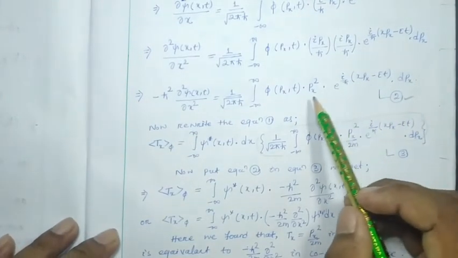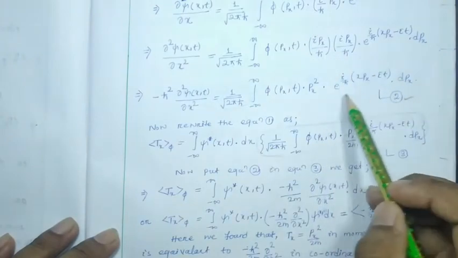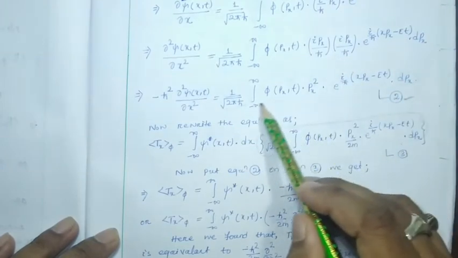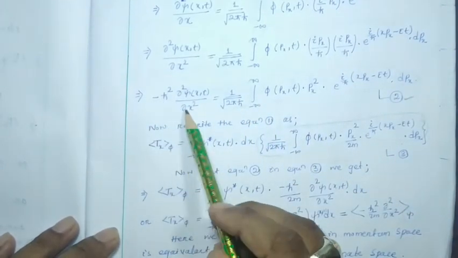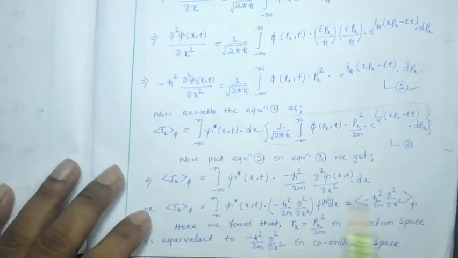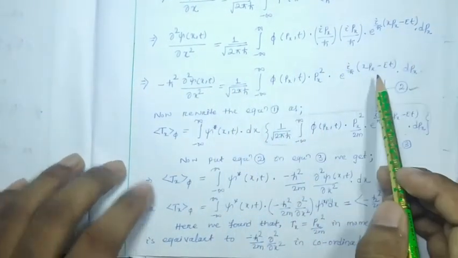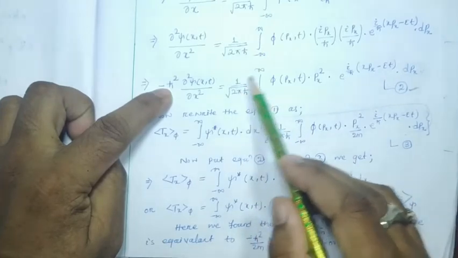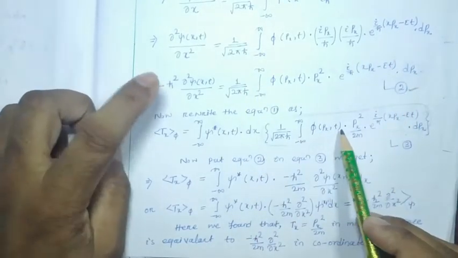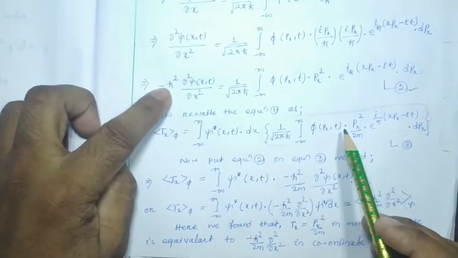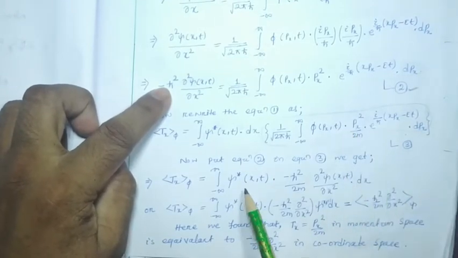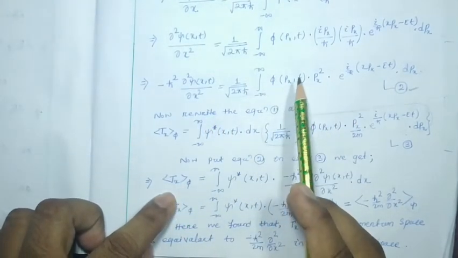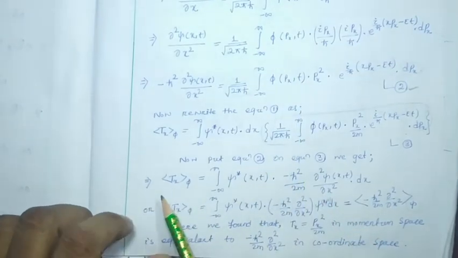Now whatever value we found in equation number 2, we have to put in equation number 3. Here this much value is nothing but minus h cross square del square psi(x,t) by del x square. In equation number 3, this term and this term are the same, so I put here minus h cross square into del square psi(x,t) by del x square. If we put the value of this integral in equation number 3, then how much can we get?